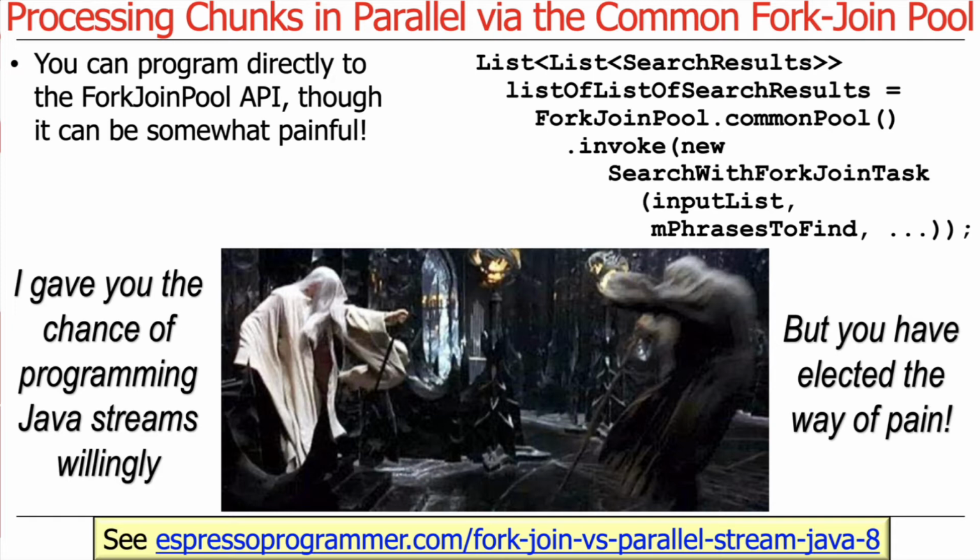Anybody here who's seen Lord of the Rings, one of the classic scenes is when Gandalf and Saruman are facing off in the Orthanc, the main wizard room in Orthanc Tower, and Saruman says, I'm paraphrasing, "I gave you the chance of programming Java streams willingly, but you have elected the way of pain because you chose to use the common ForkJoin pool instead." So don't be like Gandalf, right? Don't elect the way of pain. Make a better choice.